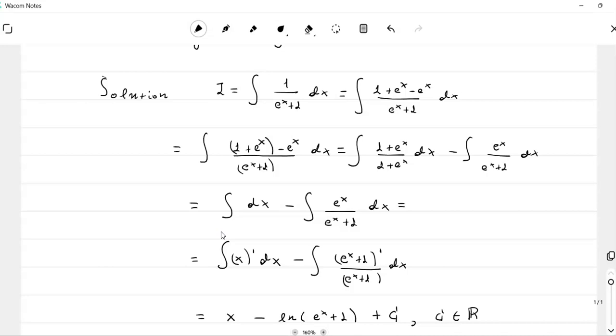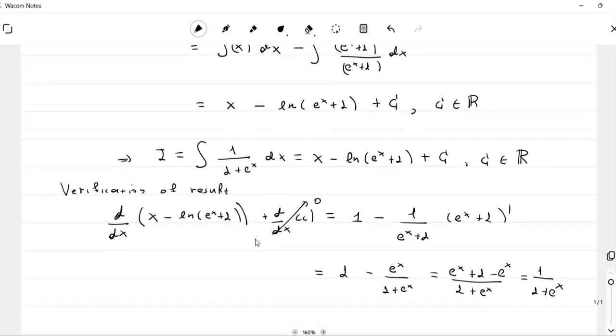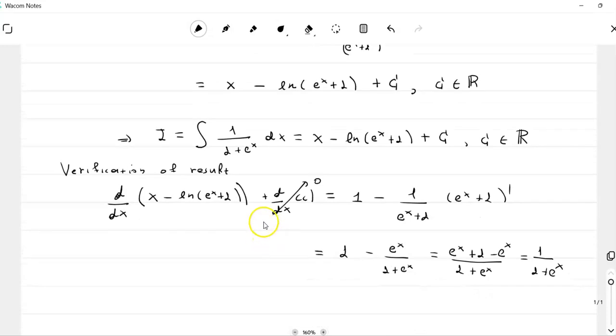The first integral is just the identity function. The second integral is a composite function, it is the natural logarithm of e to the power of x plus 1. And I always add the constant of integration c. If I want to check that my result is correct, then I take the derivative of my expression x minus ln of e to the power of x plus 1 plus c.